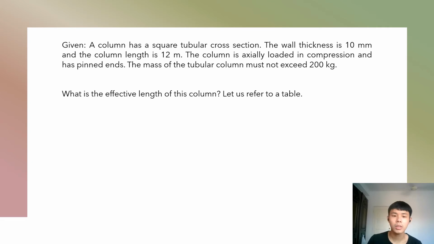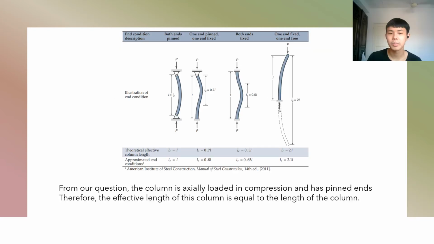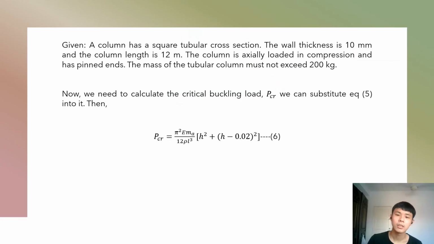The next thing is, what is the effective length of this column? Let us refer to a table. From our question, it stated that the column is loaded in compression and has pinned ends. That means this case. Therefore, our effective length of this column is equal to the length of the column, which is 12 meters. Next, we combine all the equations into our critical buckling load to give these equations.